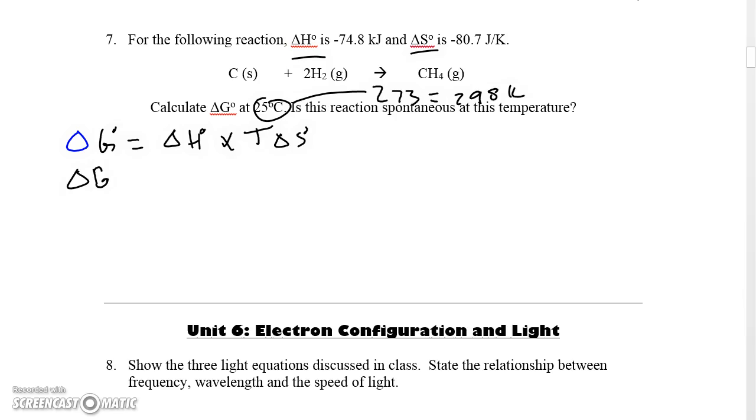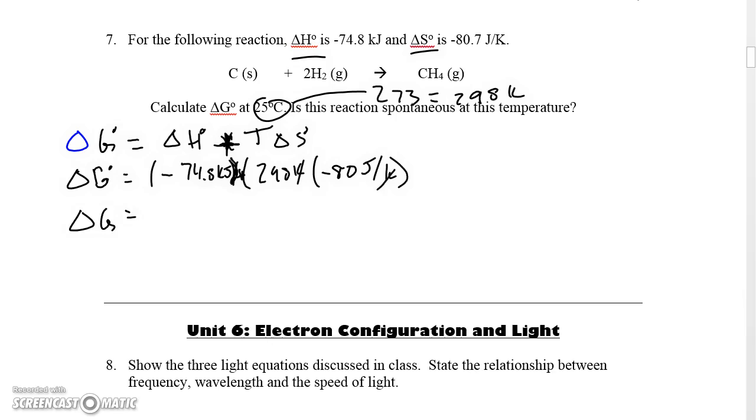So delta G is equal to our delta H, which was negative 74.8 kilojoules, plus our temperature, 298 Kelvin. I'm sorry, that's not times, that's plus up here. So a little plus there. Times our delta S, which is going to be negative 80.7 joules per Kelvin. Our Kelvins are going to cancel out.